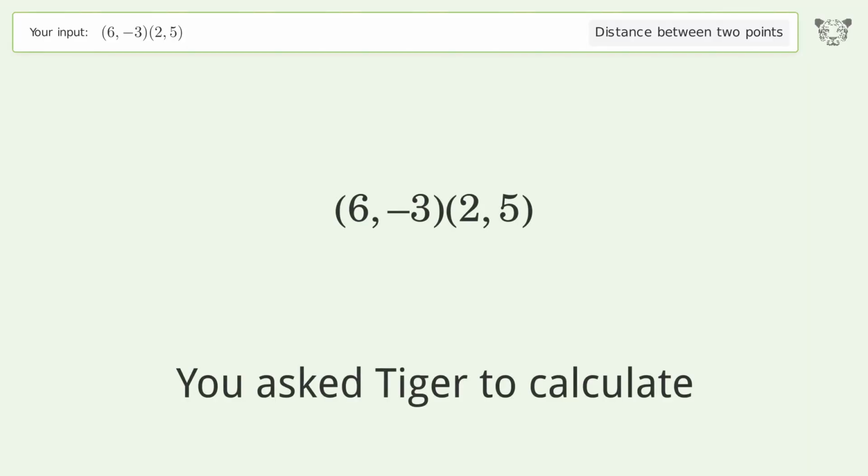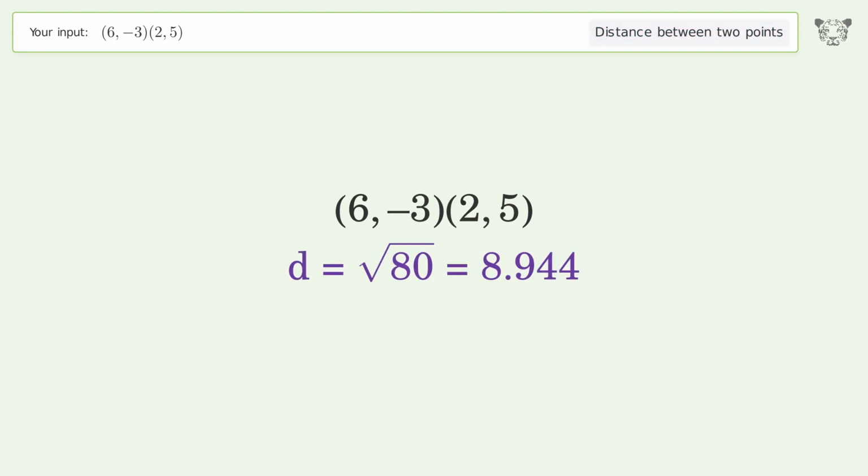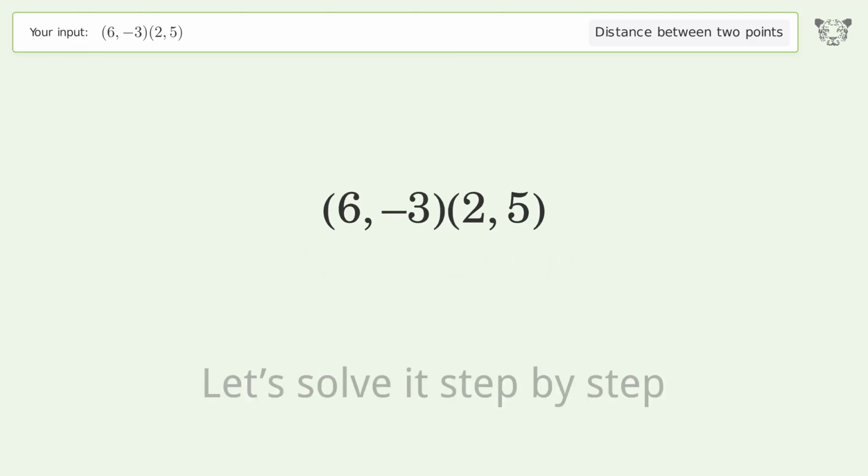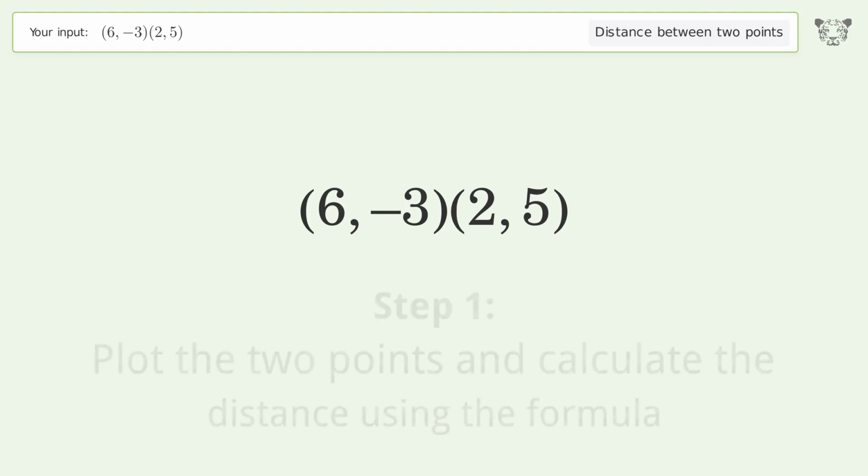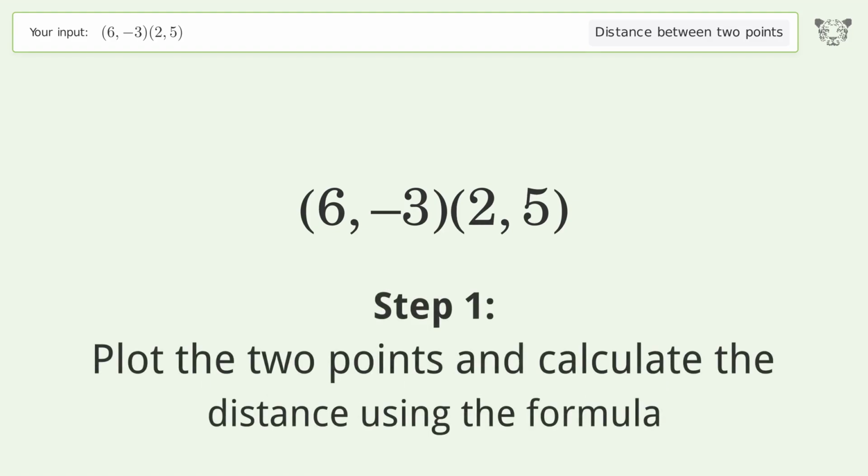You ask Tiger to calculate. This deals with the distance between 2 points. The distance between the 2 points is the square root of 80, or 8.944. Let's solve it step by step. Plot the 2 points and calculate the distance using the formula.